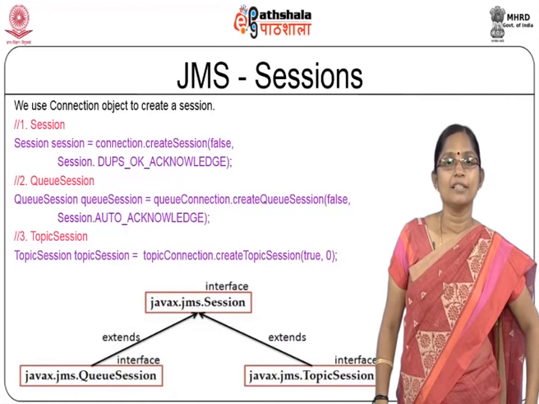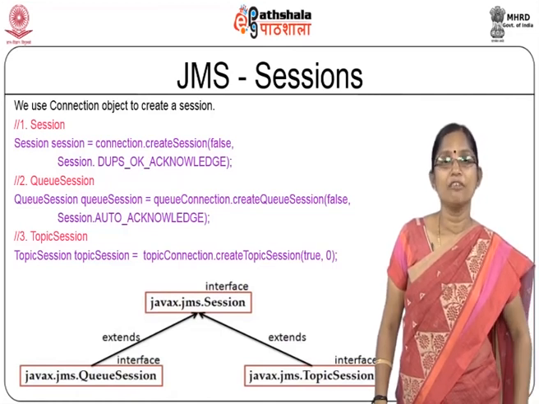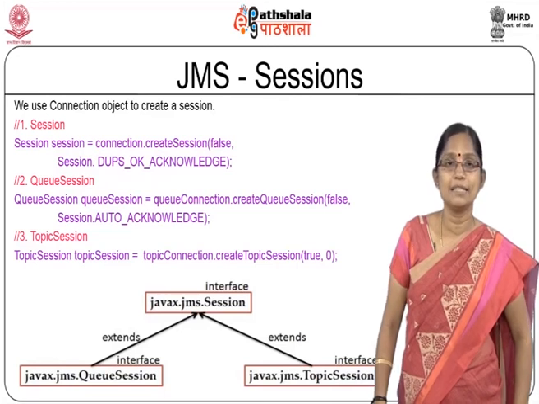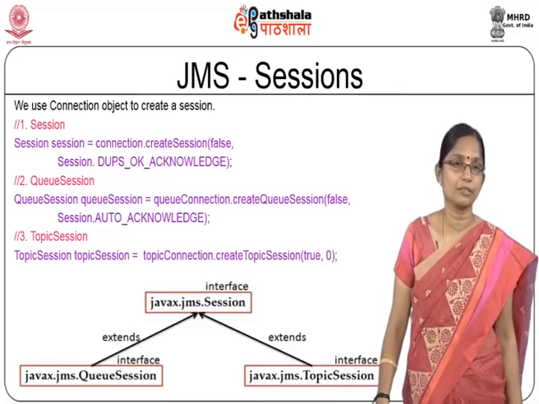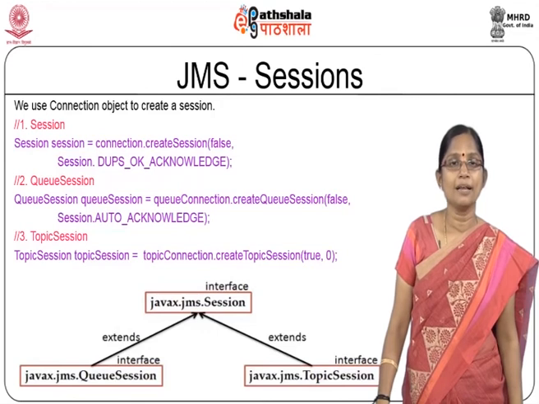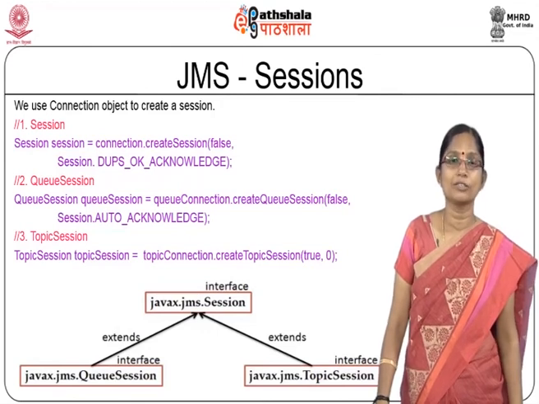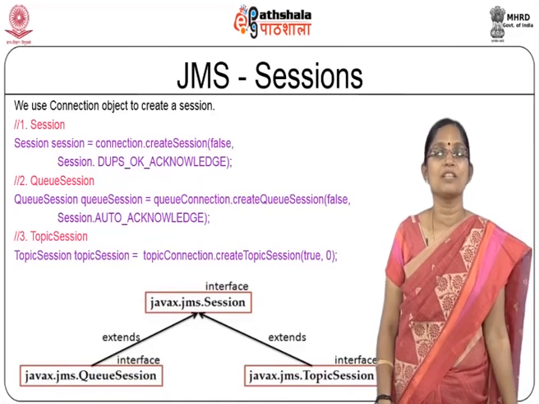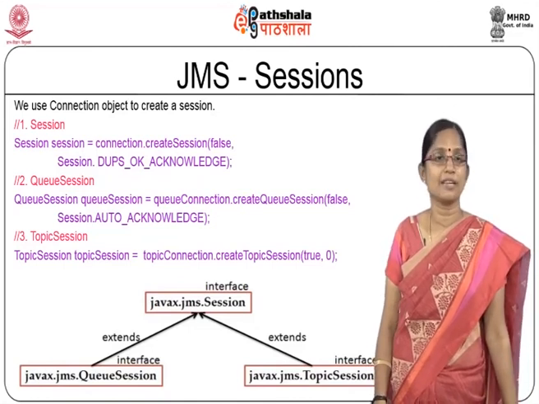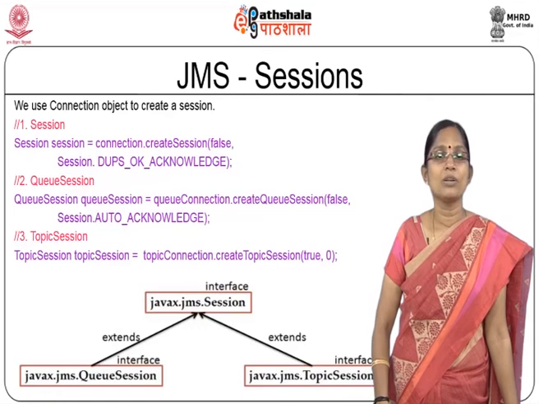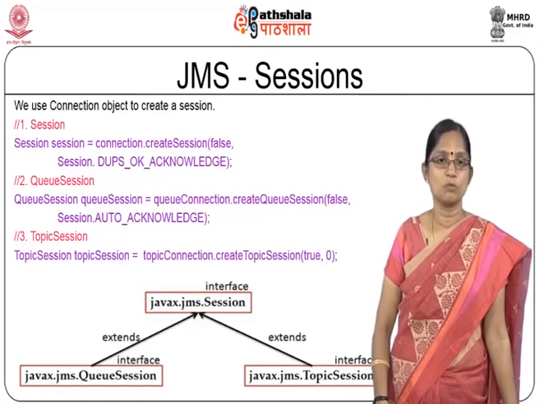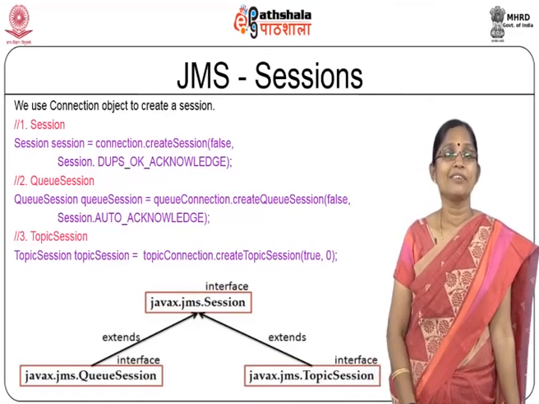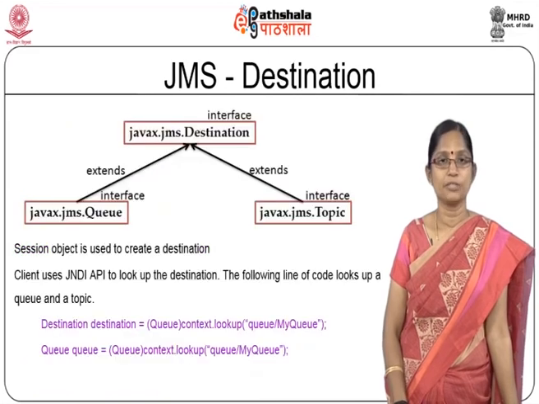It says that the sending of acknowledgement while receiving messages is very lazy. That is why we say DUPS_OK_ACKNOWLEDGE. Whereas in the second type we give Session.AUTO_ACKNOWLEDGE. Once a message has been received, it will send an acknowledgement automatically. That is what the second one does. In the third one also, we are saying that the acknowledgement has to be sent. So this is how we create a session from a connection.